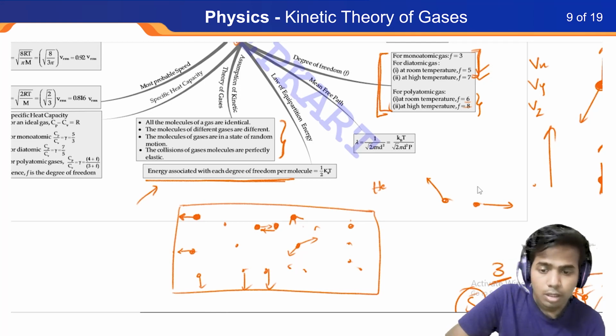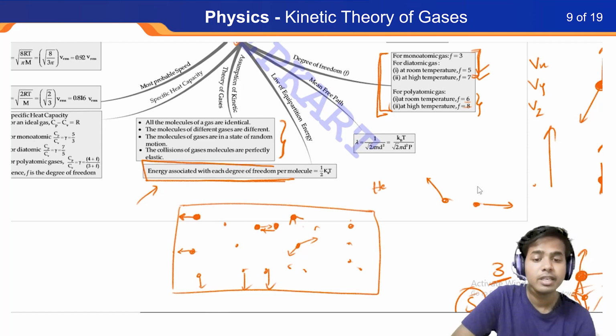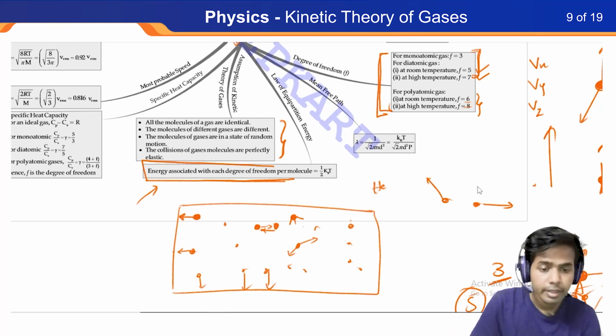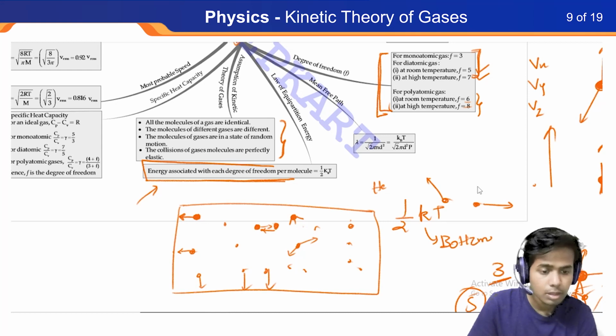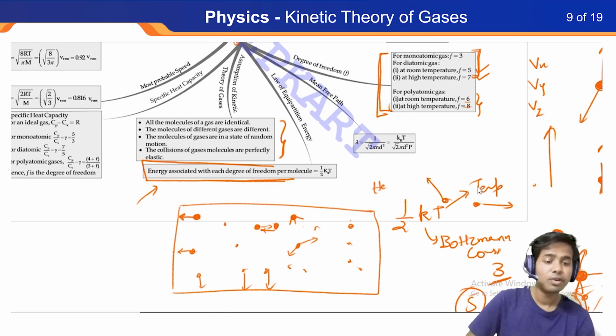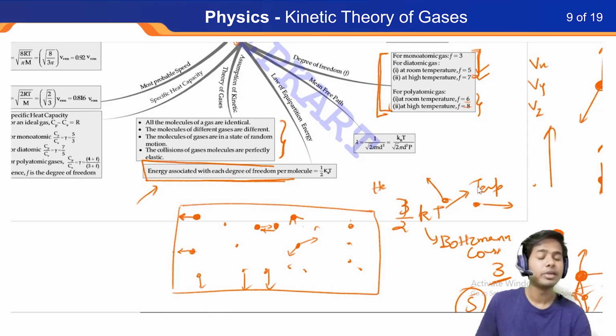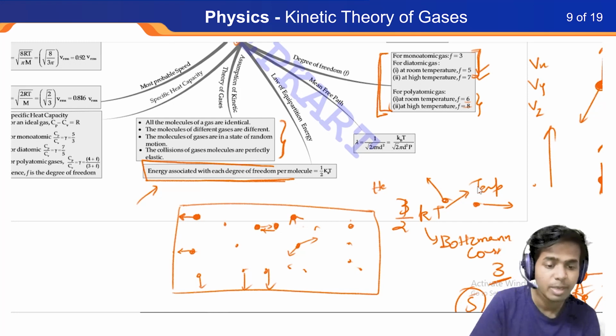the energy associated with each degree of freedom of the particle is actually half kT, where k is the Boltzmann constant and T is the temperature. And this is for 1 degree of freedom. If the particle is monoatomic at normal temperature, it will be 3 by 2 kT, because the degree of freedom at normal temperature of a monoatomic particle is 3.